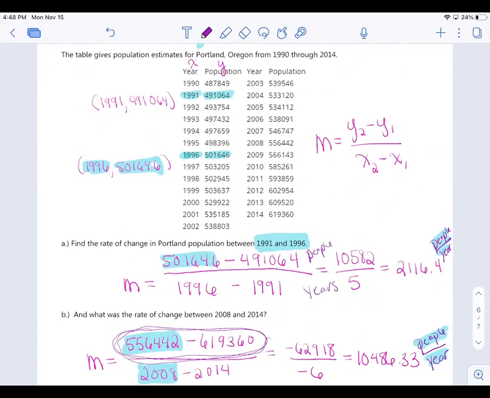Let me just double check again. Oh, really quick. Yeah, it says you can type the unit as people divided by year. So it actually says specifically what you can type the unit as.